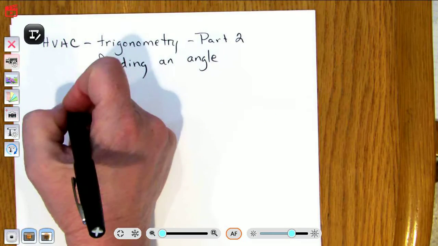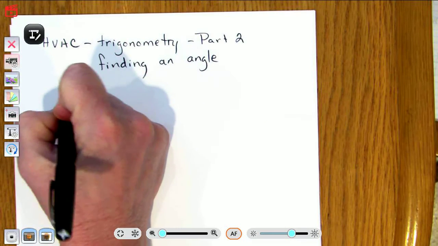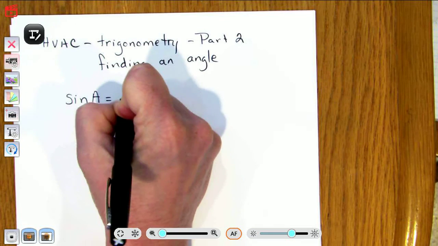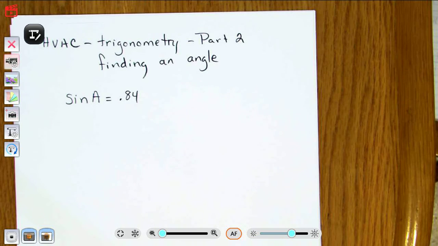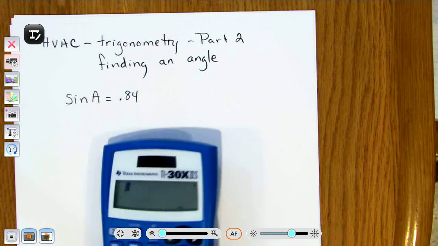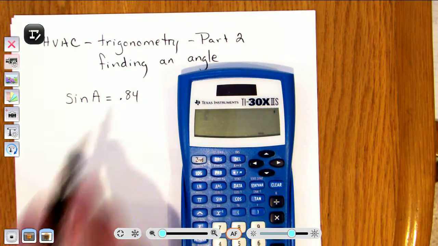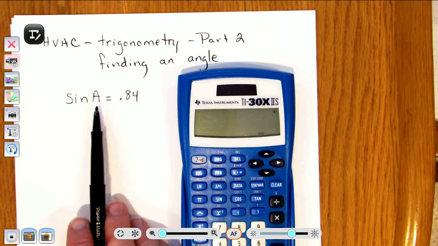So first thing we're going to have to kind of know is, let's just say that I have the sine of A is 0.84. Because this is going to be an important part of doing this. And we want to find out what that angle is given this. So we're going to be kind of going backwards.